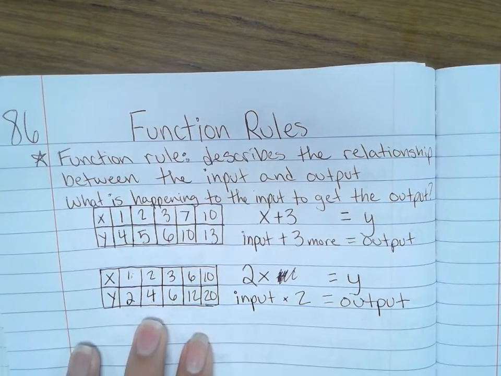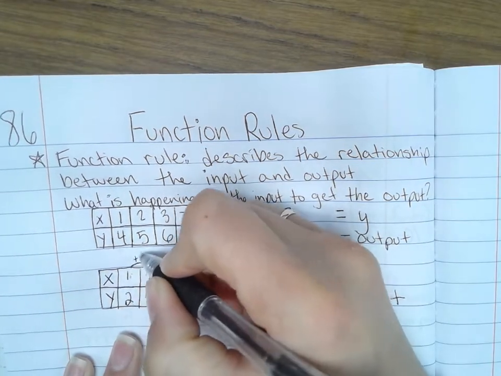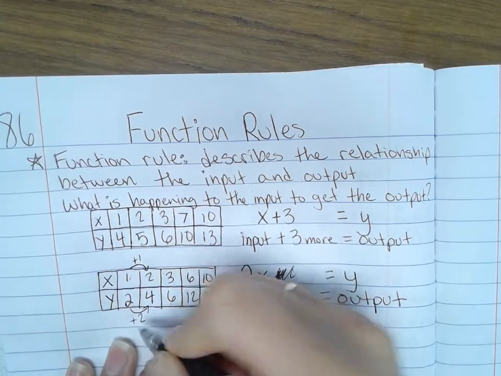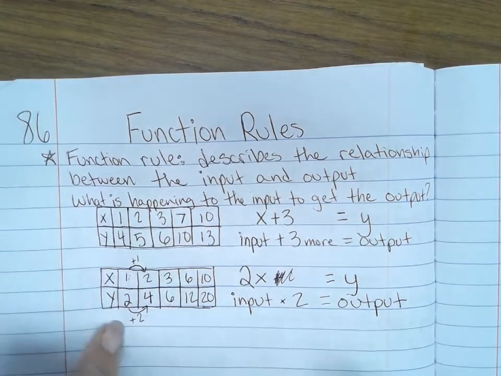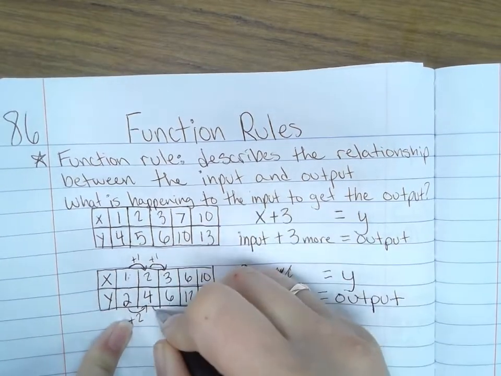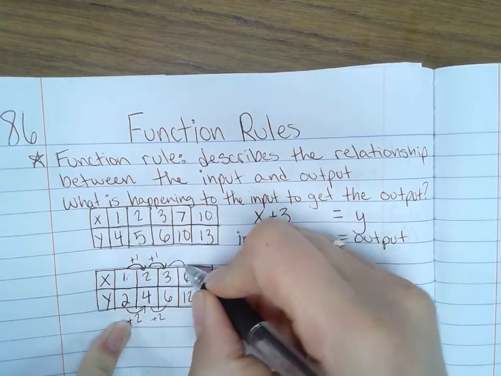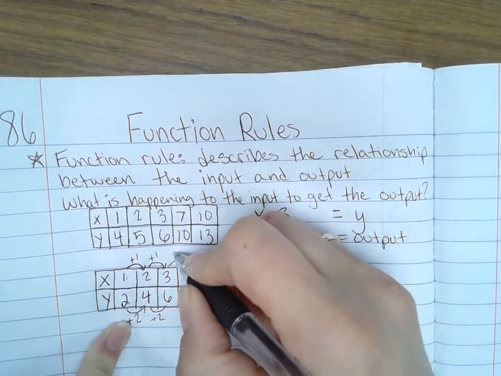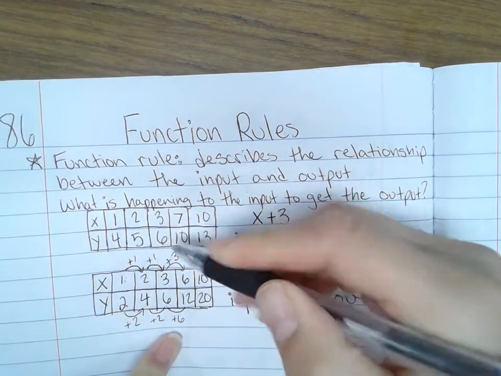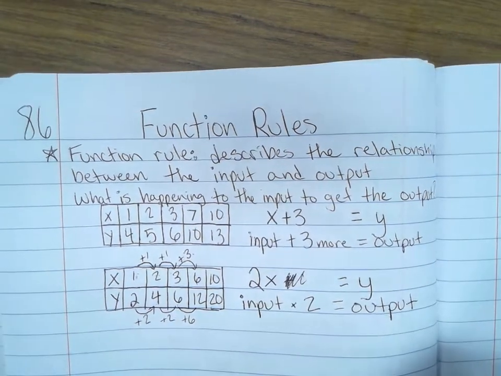I want to show you another way we could have looked at that. See how much it changed from here to here? See how that went up 1? Well, 2 to 4, that went up 2. So it's changing twice as fast. Let's look right here. This went up by 1. This also went up by 2. This went up by 3. This one went up by 6. 6 is 2 times as much as 3. So that's another way you can look at it.